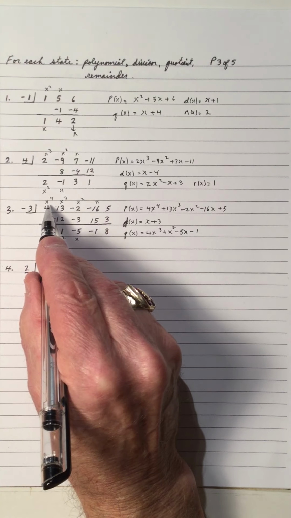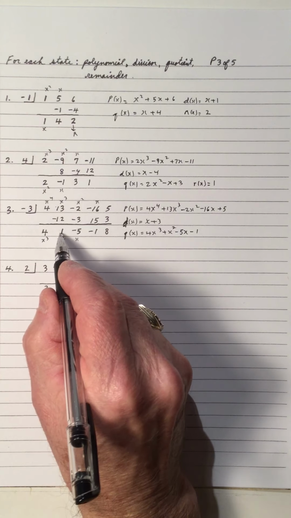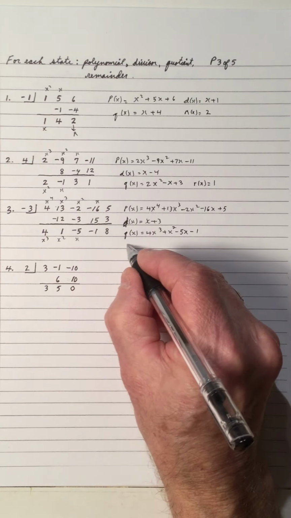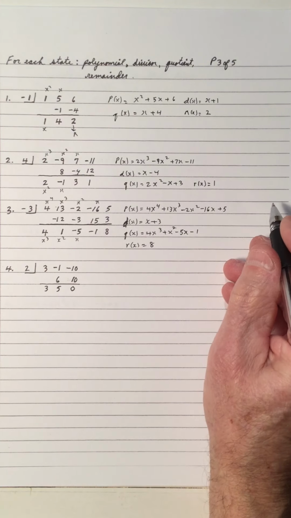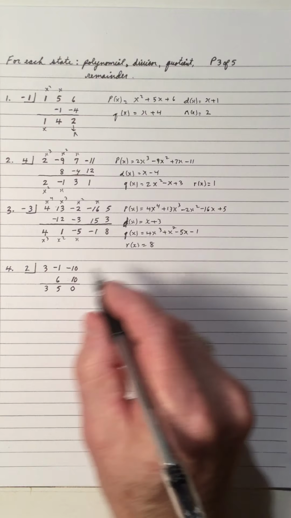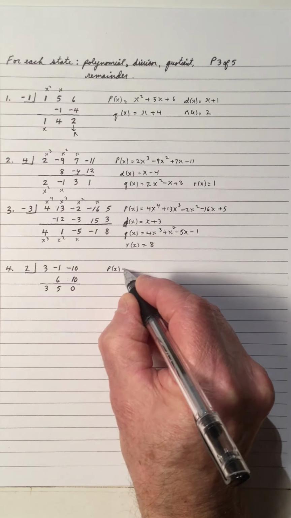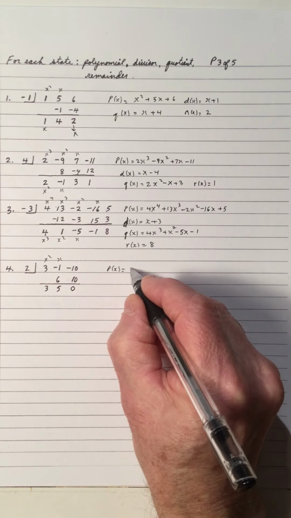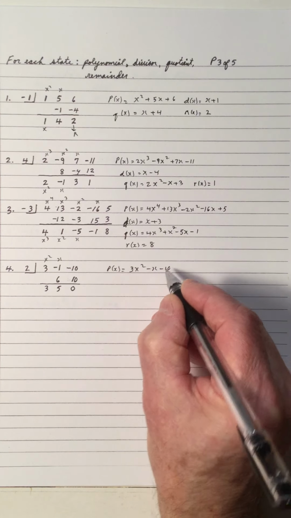So again, this is x to the 4th, this is an x cubed. So 4x cubed plus x squared minus 5x minus 1. And your remainder, r of x, is the 8. So just be careful. And in this one, the polynomial is, this is a constant, that's x, and that's x squared. So it's 3x squared minus x minus 10.